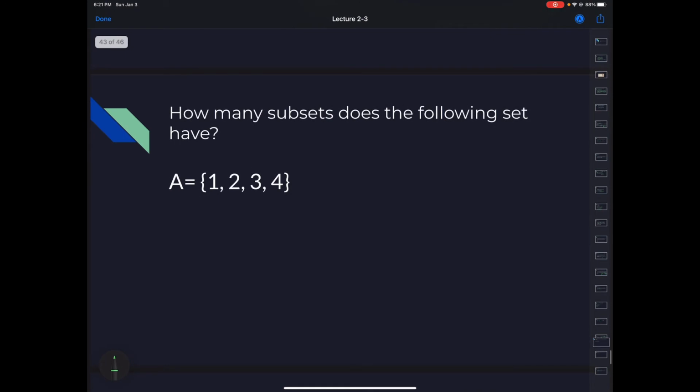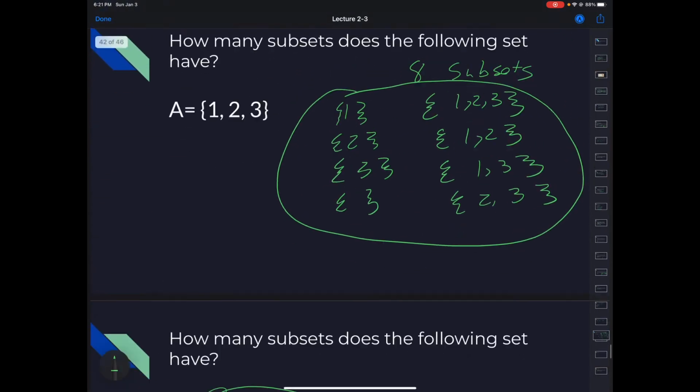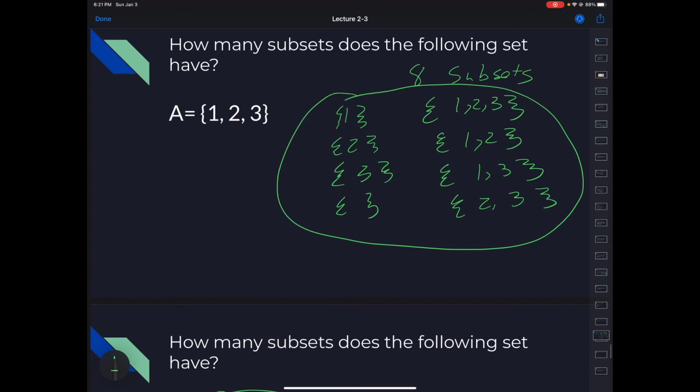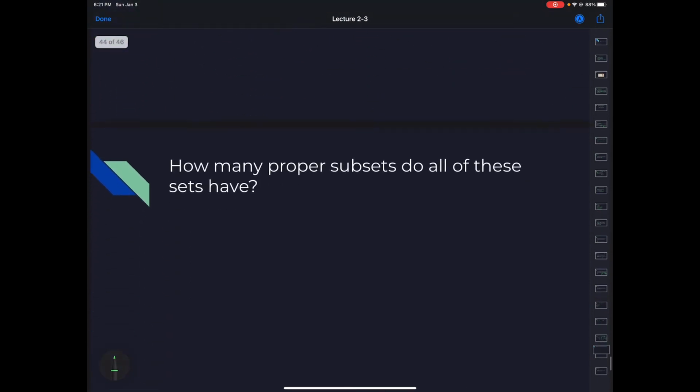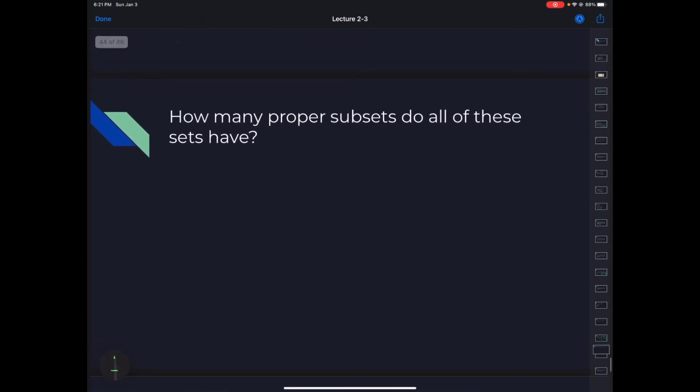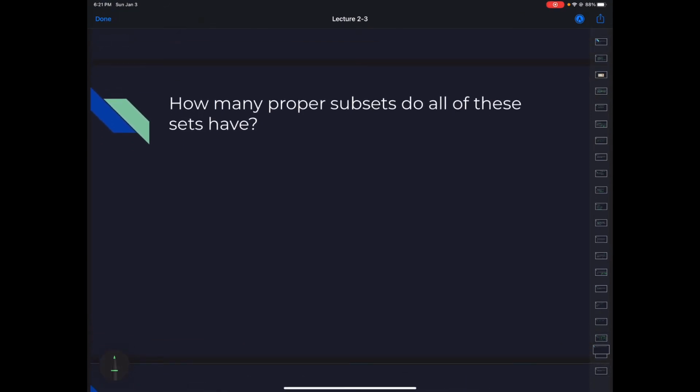Which means for this problem, we do not have to calculate it explicitly. Because if we have 4 elements, we know that we had 3 this time, so we multiply this by 2 again, and we get 16 subsets. So how many proper subsets do these all have?